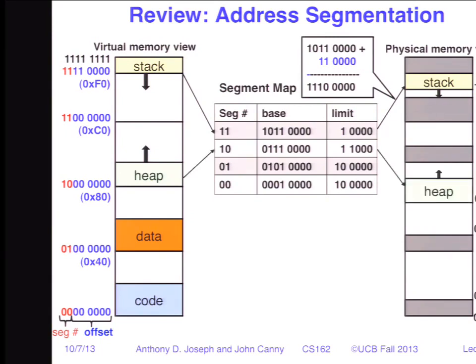Similarly, our heap is segment 1, 0, and that maps us to 0, 1, 1, 1, 0, 0, 0. Okay, so right here in physical memory. Same thing for our data. That's segment 0, 1, starting at location 0, 1, 0, 1, quadruple 0. Okay, so that's this region here. And then finally, our code is segment 0. So that maps us to segment 0, 0, 0, 1, quadruple 0, which is down here.